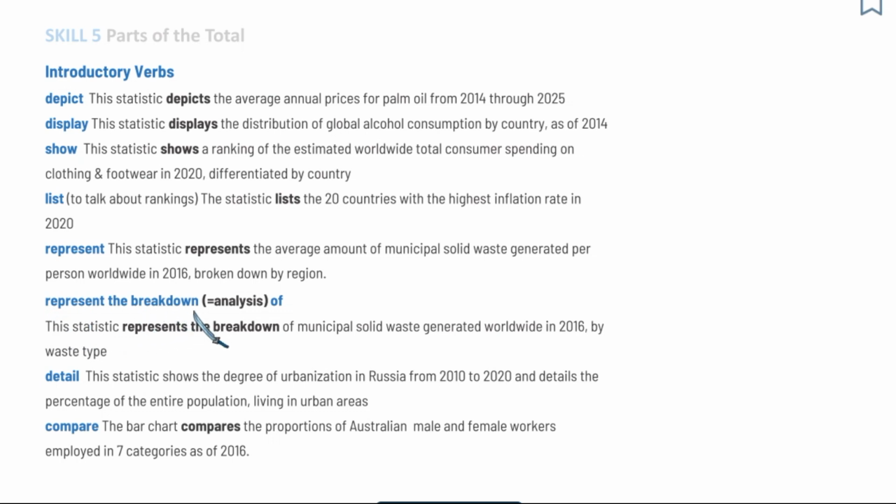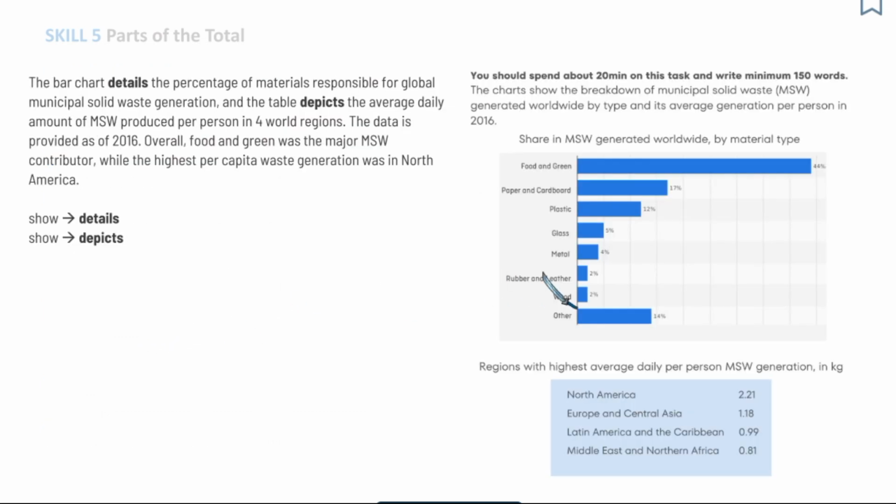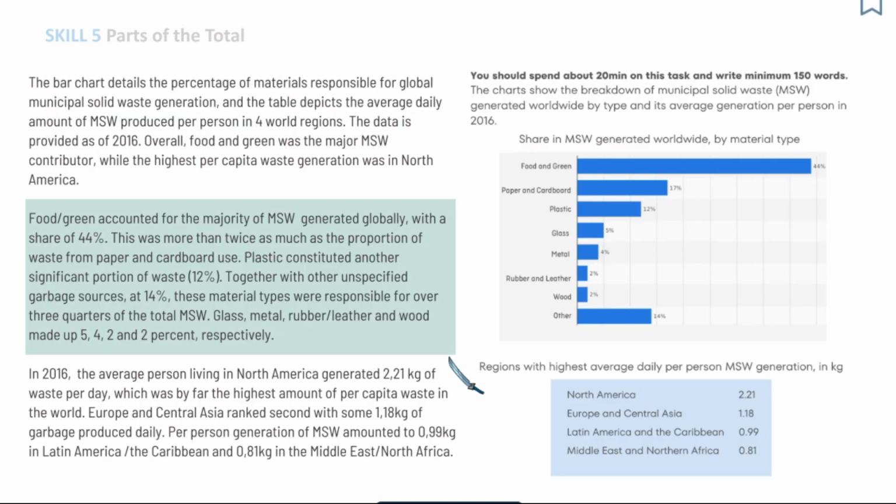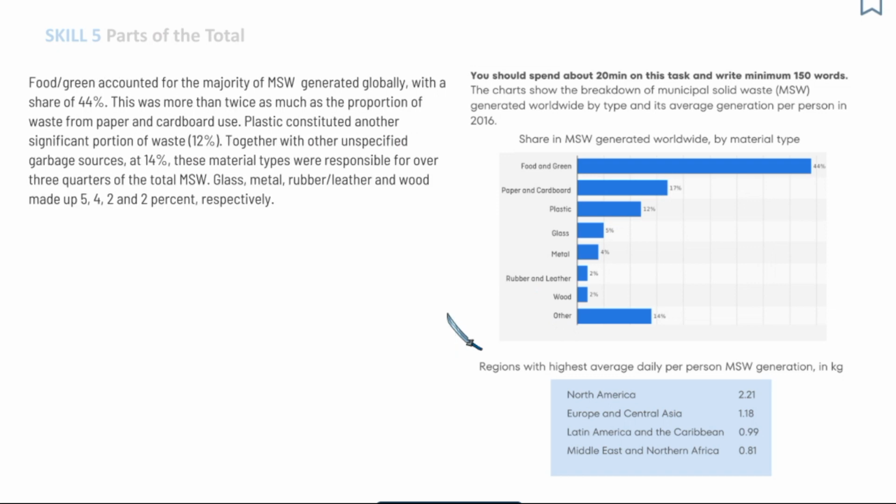If you are talking about some kind of analysis, as we are actually doing here, you can use the phrase represent the breakdown of something. This statistic represents the breakdown of waste. Detail as a verb is another option. We have talked about it. And of course, compare. Next, let's have a look at the first body paragraph, which describes the bar chart.